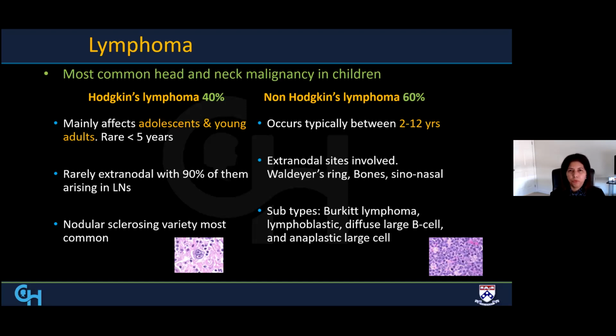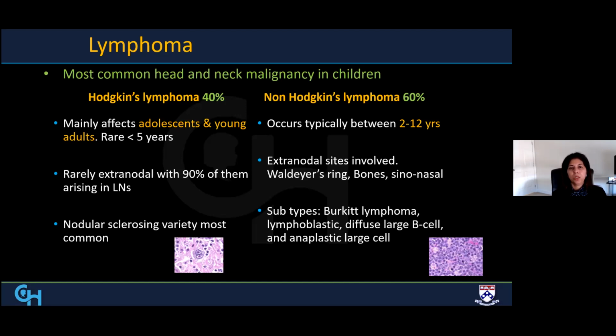Though it is lymphoid tissue that gets involved, extranodal sites, extra lymph node sites, are common in non-Hodgkin's lymphoma, particularly involving the Waldeyer's lymphoid ring. It occurs in osseous structures and facial structures, especially the paranasal sinuses. And the subtypes that we need to know more commonly in the pediatric group include the Burkitt's lymphoma.